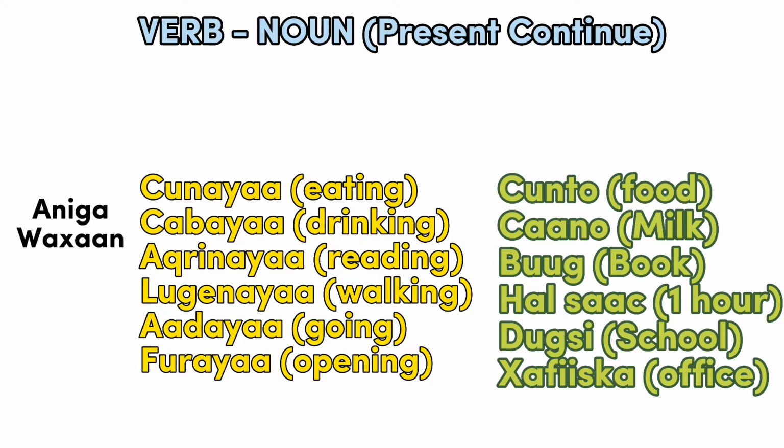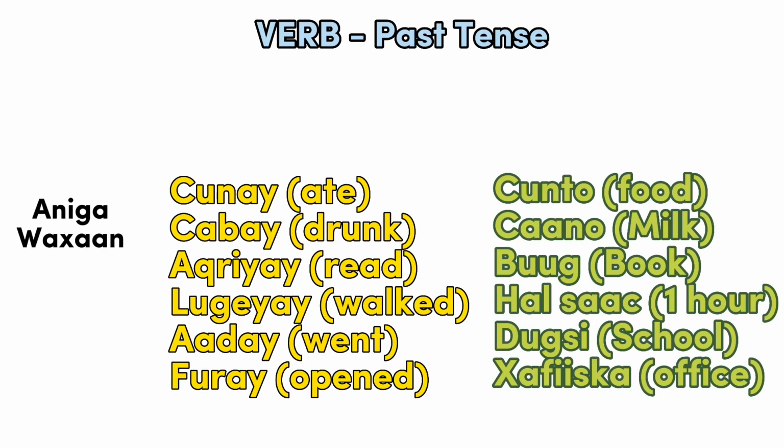Aniga akrinaya bug, I'm reading a book. Aniga logenaya halsa, I'm walking an hour. Aniga wahan adaya dugsi, I'm going to school. Aniga wahan foraya, I'm opening the office. Okay, next we have the verb in past tense. If you notice, there is only AY in the last two letters. AY represents the verb in past tense.